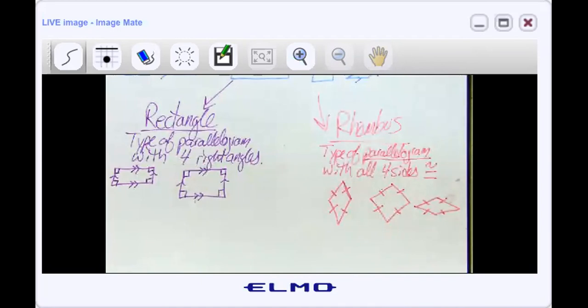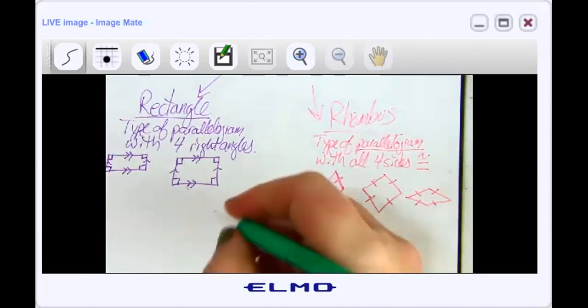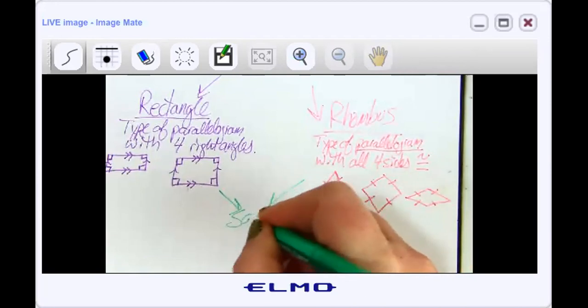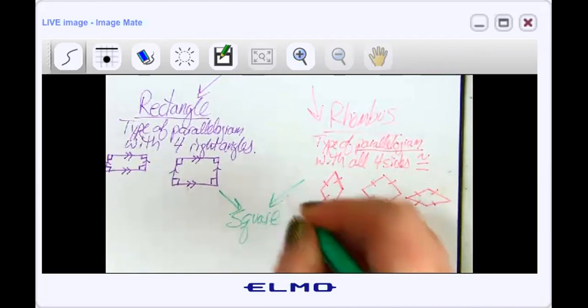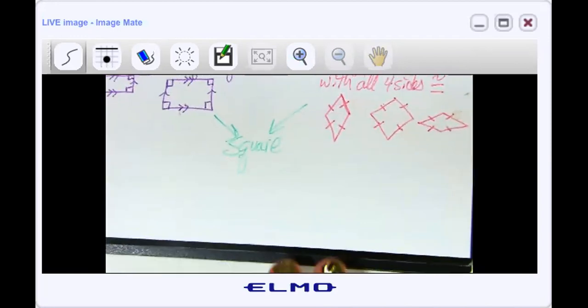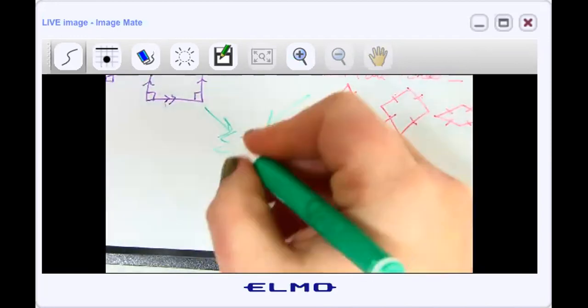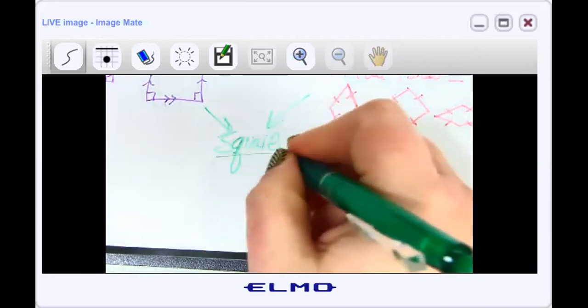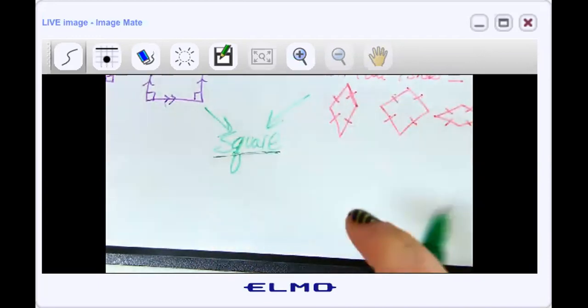So let me get one more color here. And we're going to have the square that kind of comes back together and ties both of these in. Square. Can you see the green well enough? It's not great. Maybe I'll try, hold on, I've got this one too. Maybe this green comes up better. Yeah, I think so.